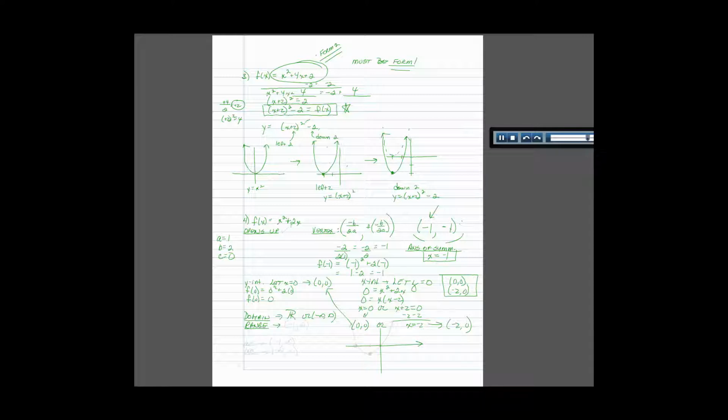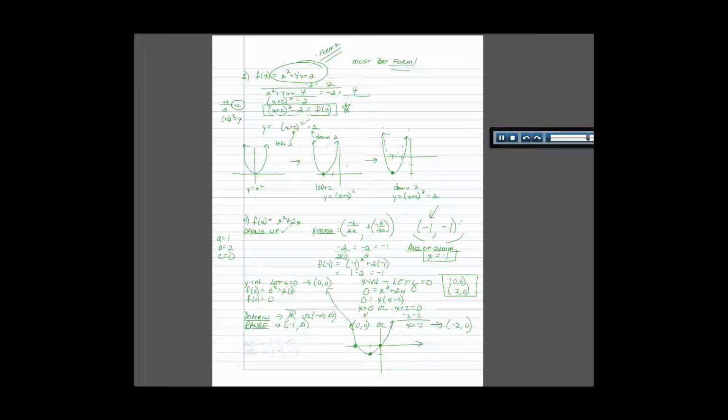So let's graph what we have so far. Here is our vertex. It opens up. It goes through the point 0, 0, and it goes through the point negative 2, 0. So it looks like this. So the range can't go below y being negative 1. So that is negative 1, including negative 1, to infinity.